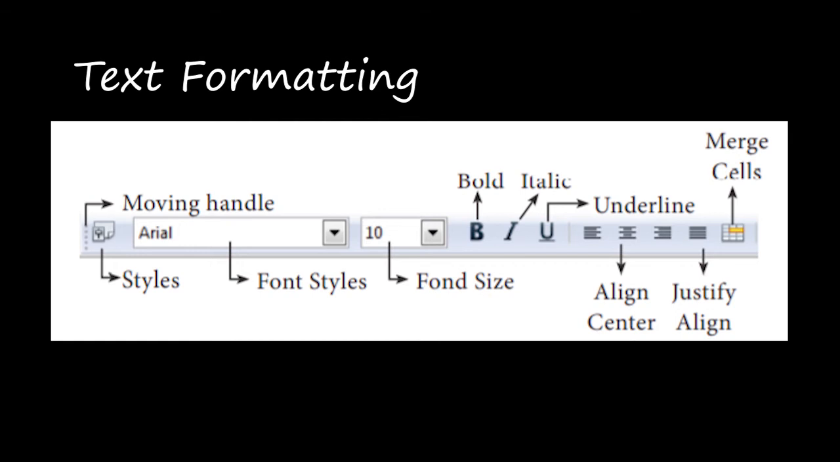Okay, and the next one, BIU. You know that we have seen it in Open Office Writer itself. B for bold, I for italic, and U for underline, right? If you want to make a text bold or italics or underline, you have to select the text first and then use these icons. And the next one is for alignment, that also we saw. And the last one is merge cells. If you want to merge two cells, we'll use this.